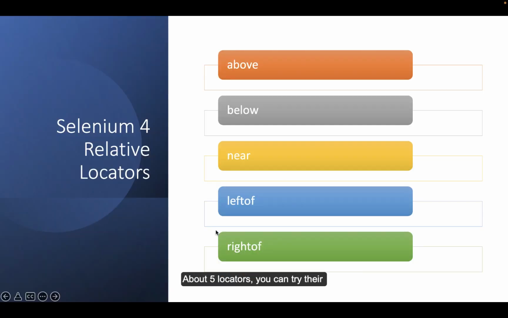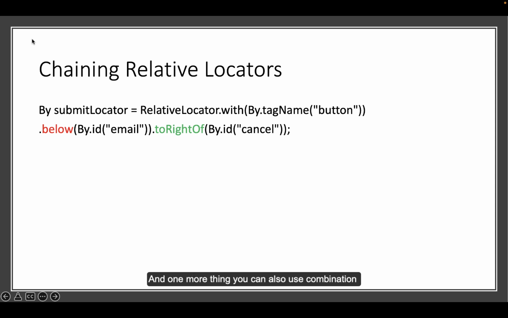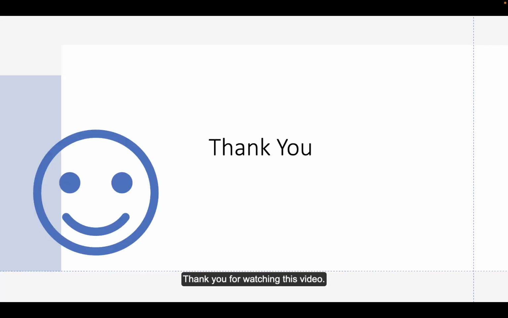Now that's all about the five locators. You can try their variations using their overloaded methods. And one more thing, you can also use a combination of these techniques, like you can use below and toRightOf together if you are not able to find the element by using a single locator. Thank you for watching this video.